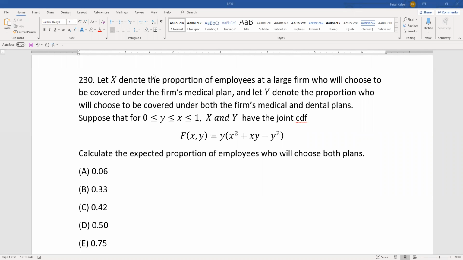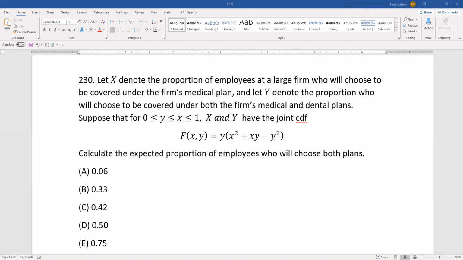Let X denote the proportion of employees at a large firm who will choose to be covered under the firm's medical plan, and let Y denote the proportion who will choose to be covered under both medical and dental plans. Suppose 0 ≤ Y ≤ X ≤ 1, and X and Y have the joint CDF F(x,y) = y(x² + xy − y²). Calculate the expected proportion of employees who will choose both plans.